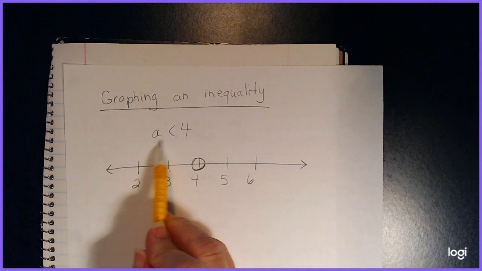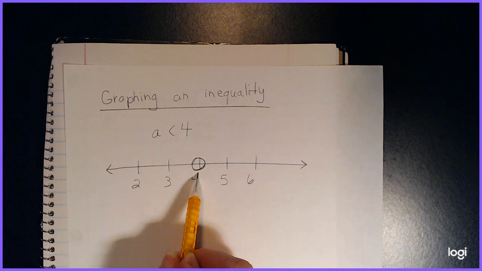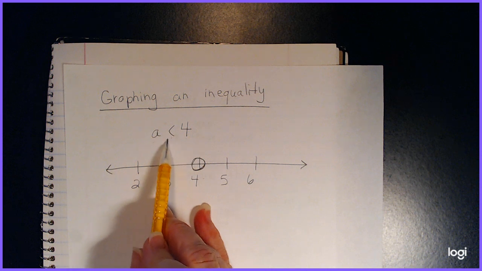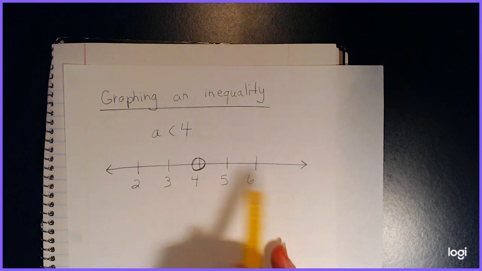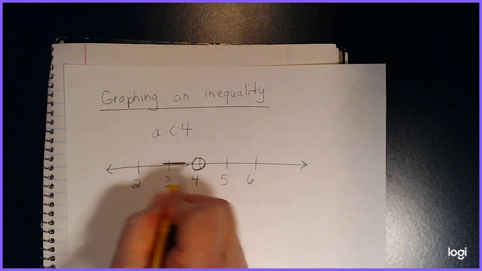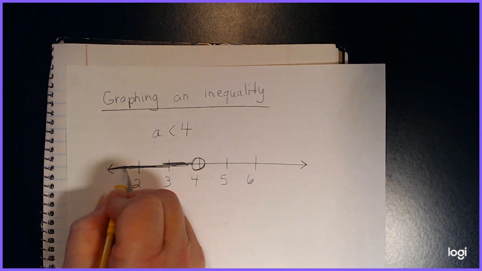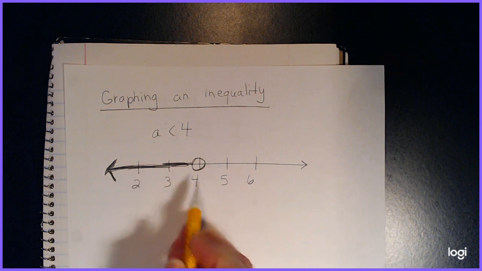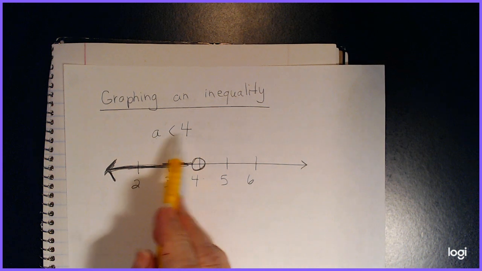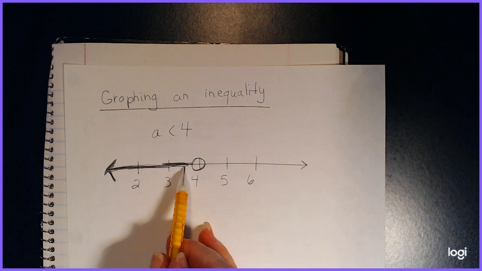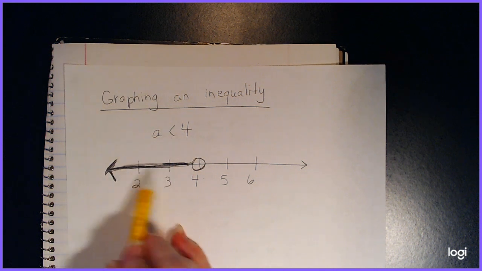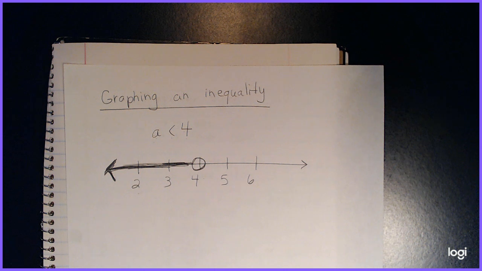Now, does this say that A is equal to 4? No, it doesn't have the equals line, so it cannot be colored in. It says that A is less than. So if I'm going to go less than, that means I'm going to take my pencil and I'm going to color all of these numbers less than. All of these are solutions. 3 is a solution. 3 is less than 4. 2, I could even say 3.5 is less than 4. All of this is colored in because all of those numbers would be solutions.